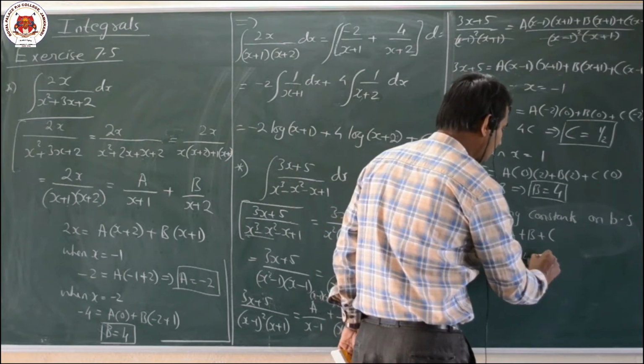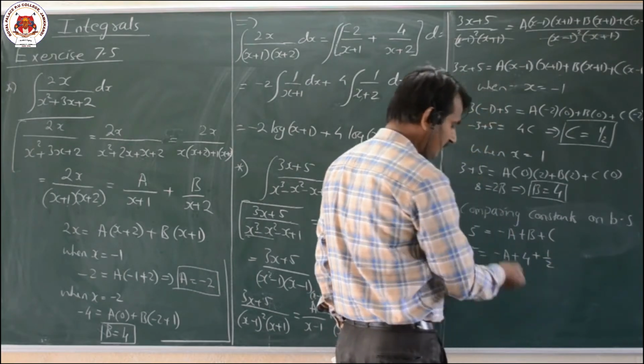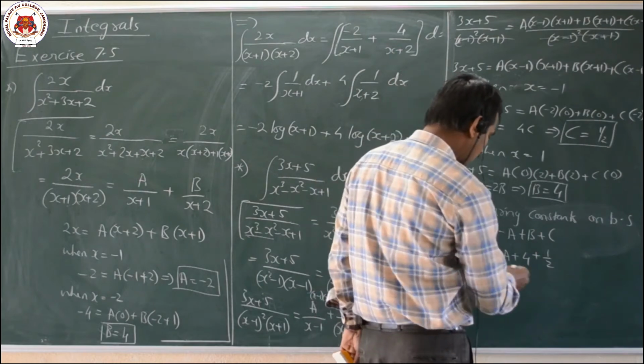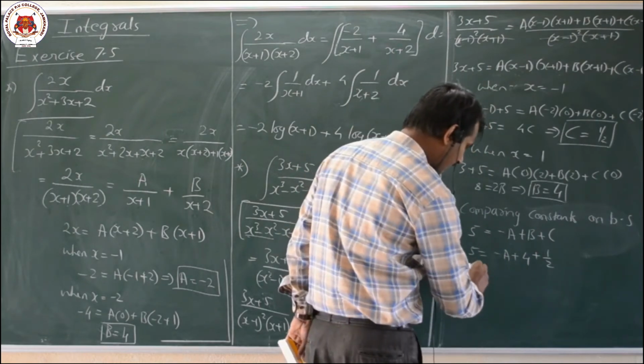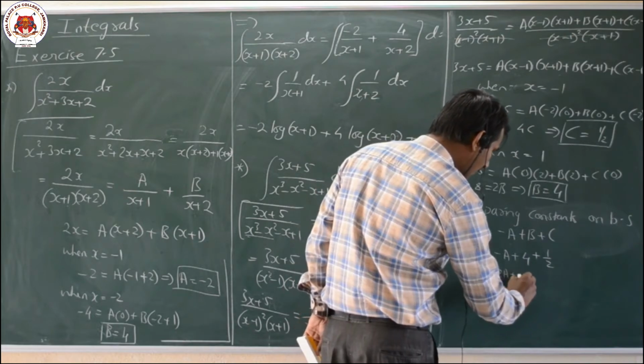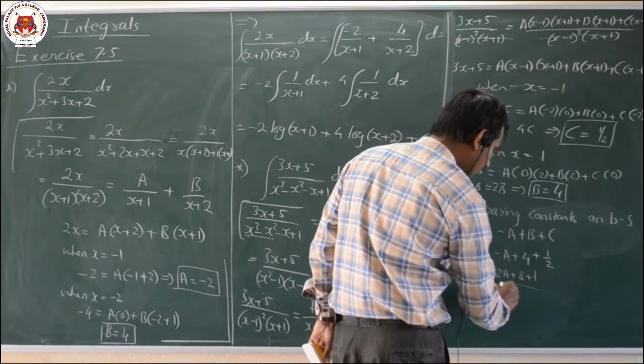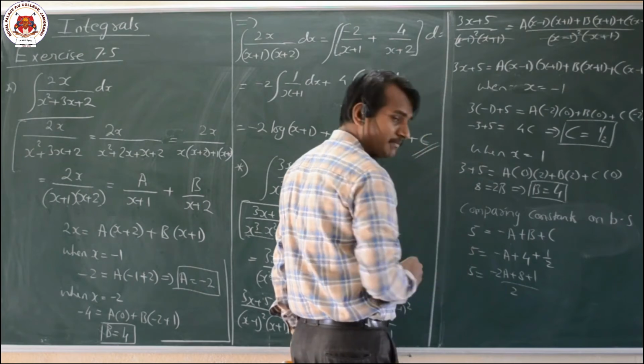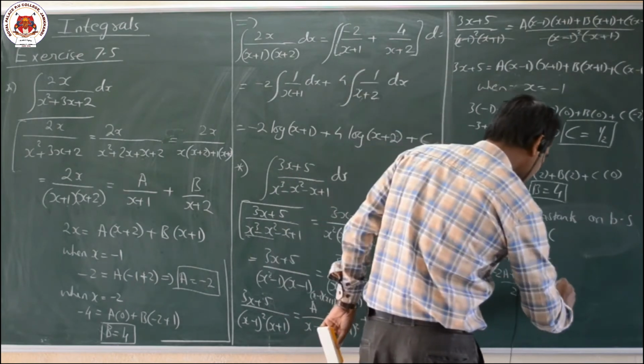What is the value for b? Plus c equal to 1 by 2. Now we shall calculate it. So what we get? I will take the LCM here. That is 5 equals minus 2a plus 8 plus 1, whole divided by 2. Take this, multiply here by 2.